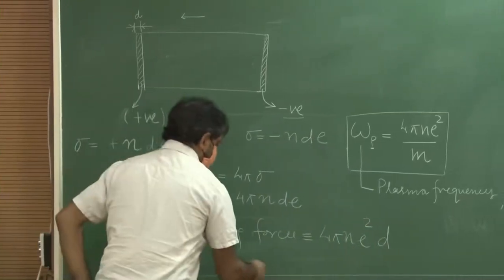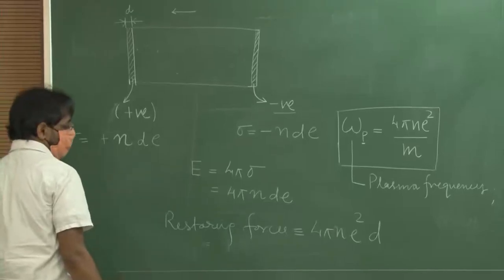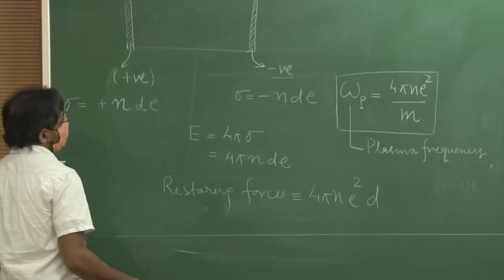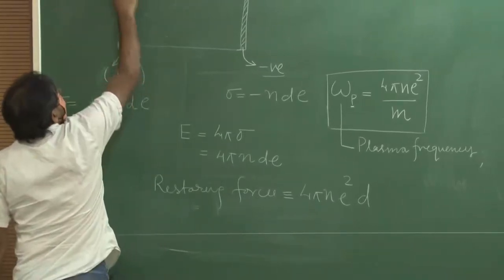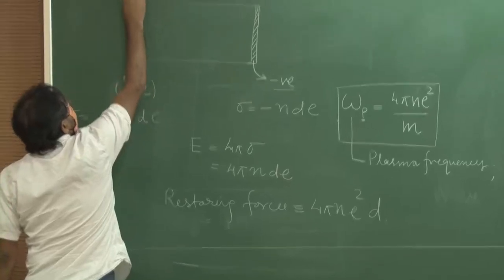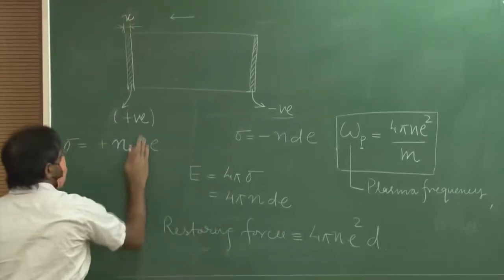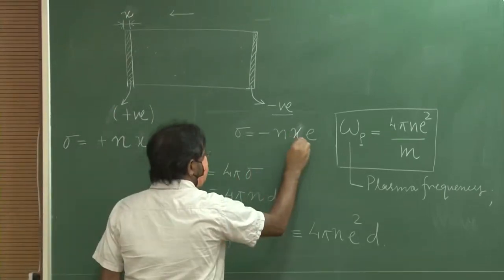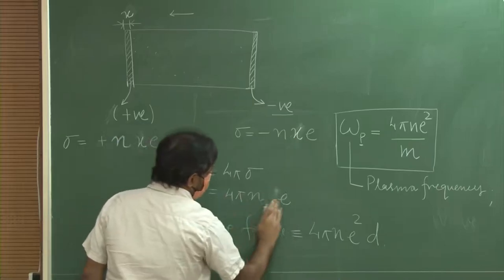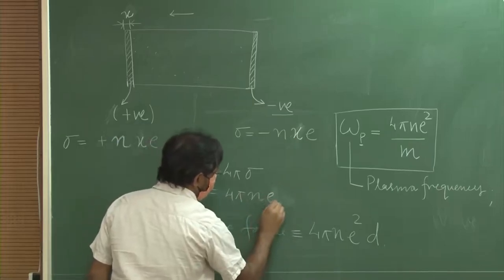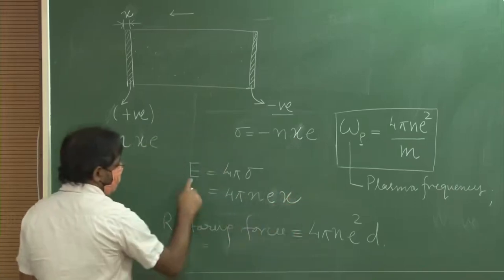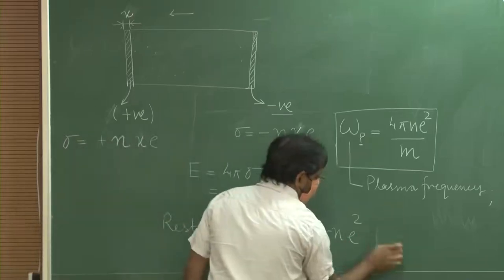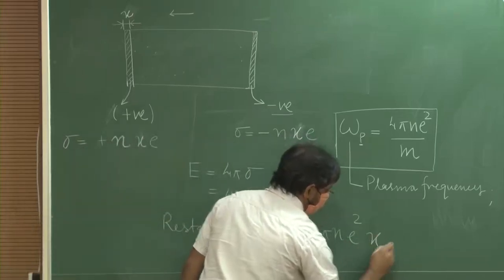Now, you can cast this equation in the usual form. I will make a small change here in notation. Let us say this displacement is not d but x. So then in that case, this will be x over here and this will be x over here. So, this is 4 pi n e square x. So, the restoring force is directly proportional to the displacement. So, you expect SHM, simple harmonic motion, isn't it so?